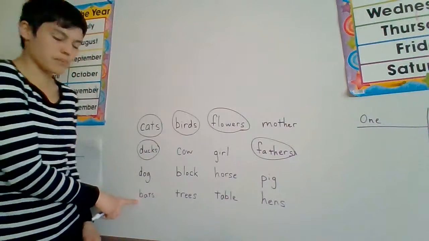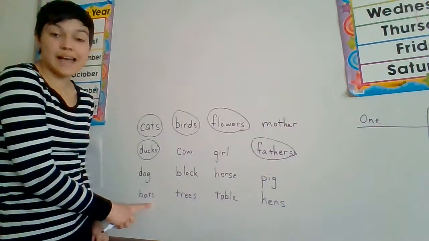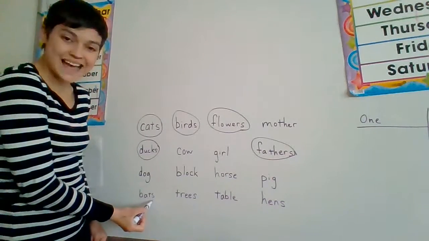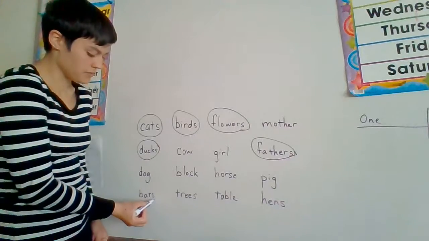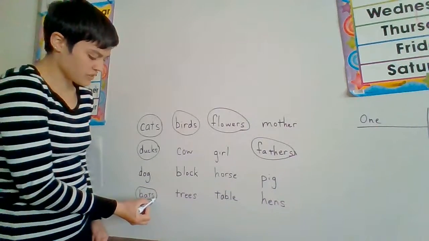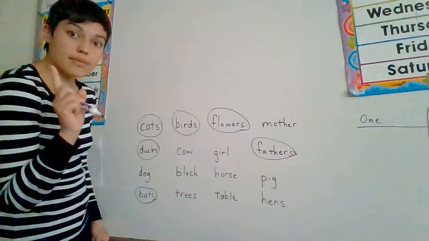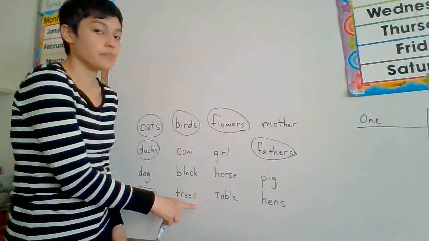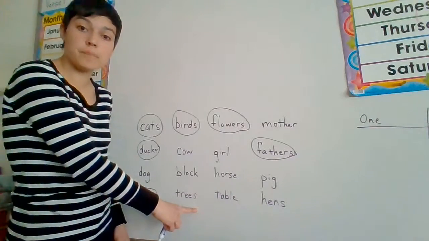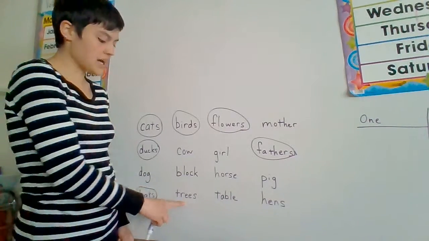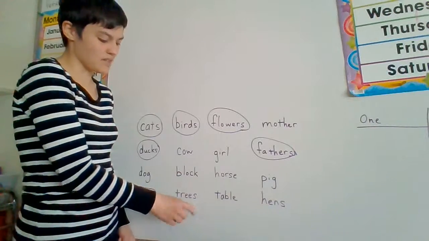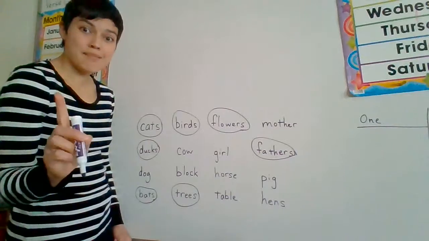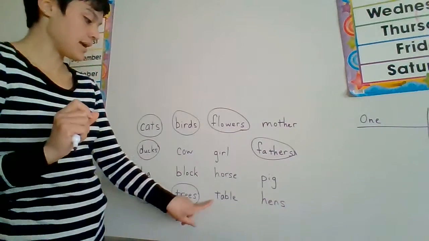Now let's move to the bottom. Bats. How many bats are we talking about? More than one because there is an S added to the end of this noun. So I will circle it. Bat, bats, more than one bat. Look at this naming word here. Trees. How many trees are we talking about? More than one because we have an S added to the end of our root word tree. Trees. So it's a naming word that talks about more than one thing.